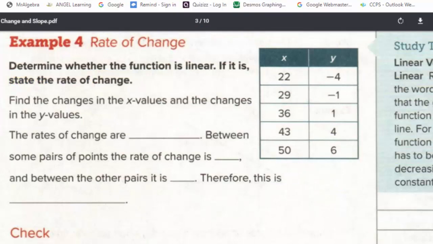Okay, example 4, we're still doing the same thing, rate of change. Determine whether the function is linear. If it is, state the rate of change. In order to be linear, the function has to have a constant rate of change. So we'll calculate the first one right here and here.